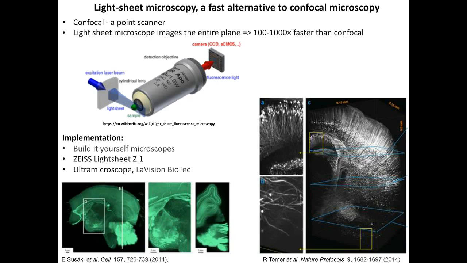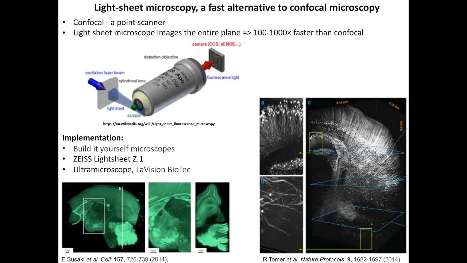So in confocal, as I said before, it's a point scanner, so it's very slow. And a light sheet microscope images the entire plane, and it's something like 100 times faster than a confocal. The way the setup works is that you have the illumination coming from one direction, and you illuminate only one selective plane. That provides the same effect that a confocal slit provides in a typical confocal. And the light is detected using a detection objective which is perpendicular to the light sheet.